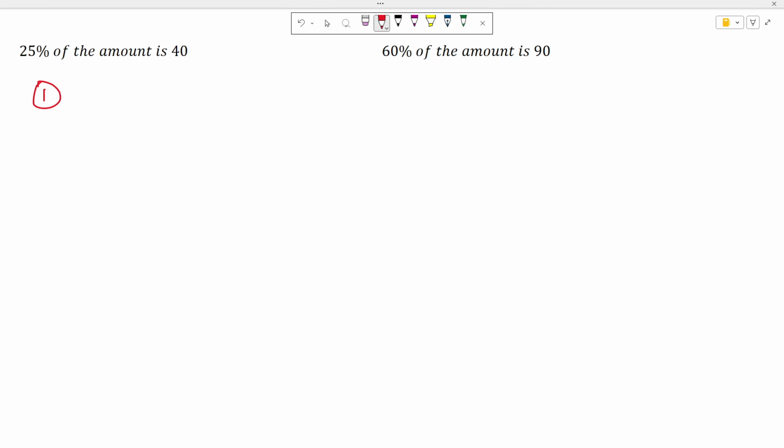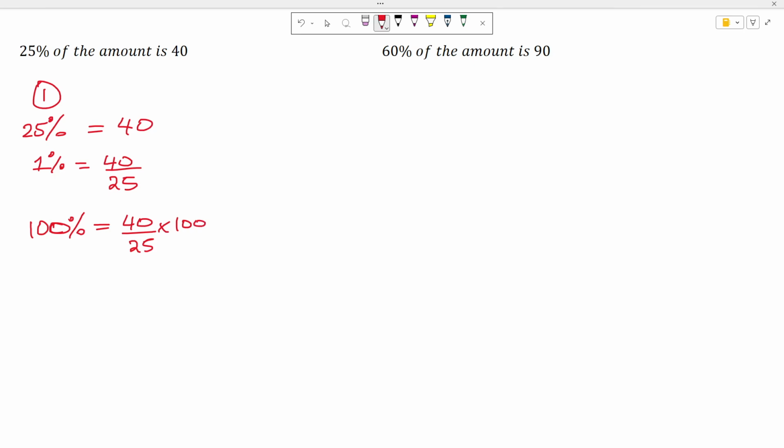Alright guys, so first, what do we know from this question? We know that 25% of the amount, so of something, is equal to 40, right guys? So first we're going to find the value for 1%. If 25% is 40, 1% will be 40 over 25. Now after that, we are going to do 100%. So keep in mind, if 1% is 40 over 25, 100% will be 40 over 25 times 100.